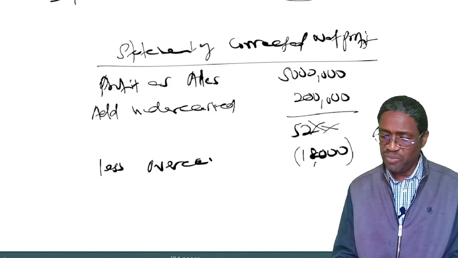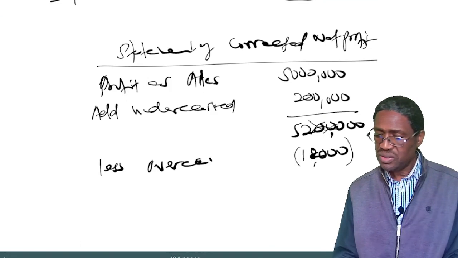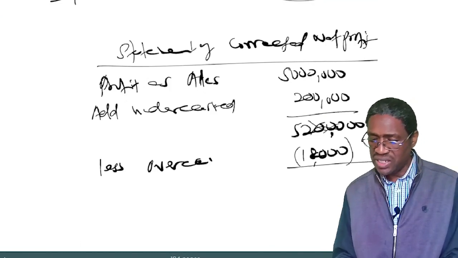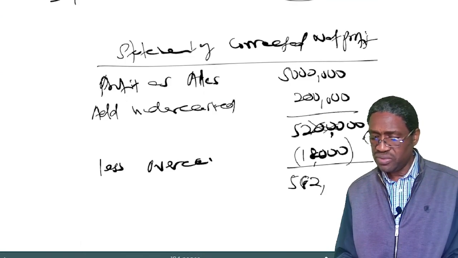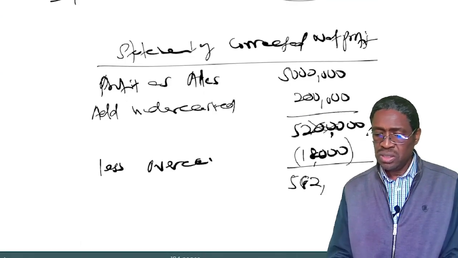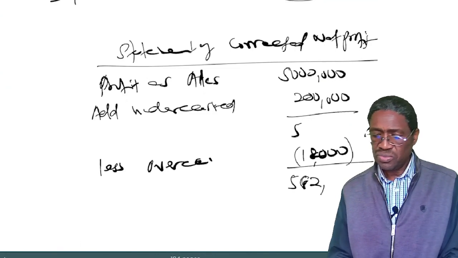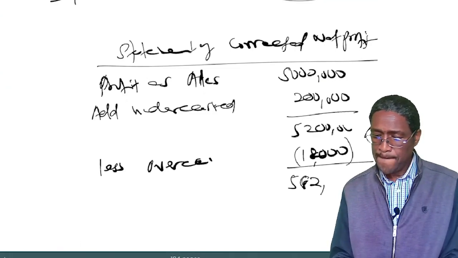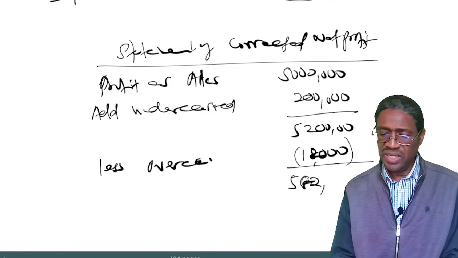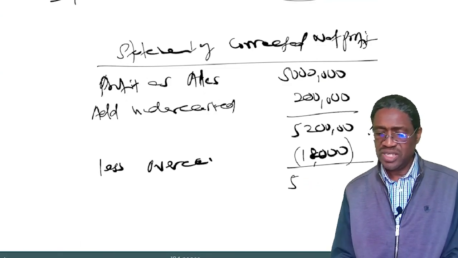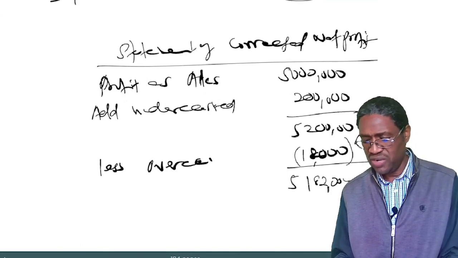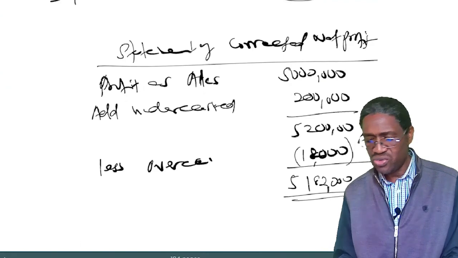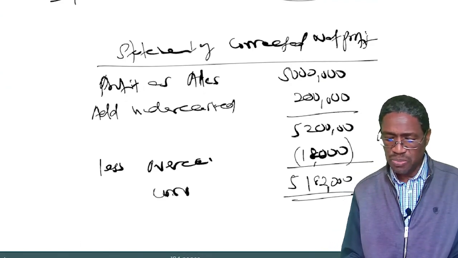So this will give you 5.2. Is it 5.2? Yes. If I minus 18, this will now be 5,182,000. Good. Now I'm getting that amount. Good. So this is what you can now call corrected net profit.